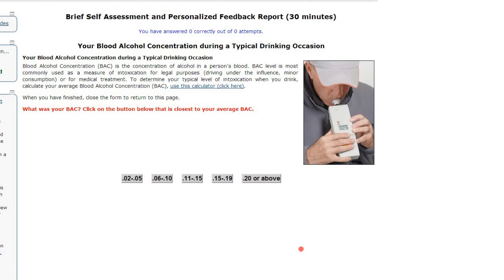So the next thing we're going to discuss is your blood alcohol concentration during a typical drinking occasion. There's a link here, with the red dot on it. There's a calculator, and I don't have the direct link to it. We have a calculator within the Moodle site, and it's a whole page on how to calculate your blood alcohol concentration, that is, milliliters of alcohol to blood in the system.